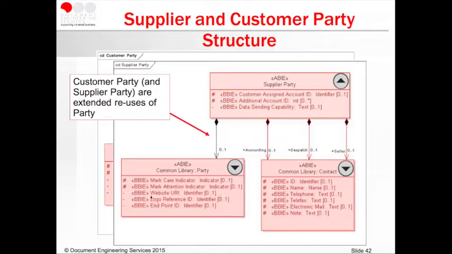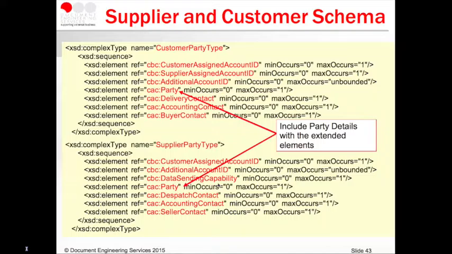So here's the party, it's contained within the other two. If we look at the schema for this, we can see how it actually plays out. Customer party has various components, one of which is the party itself, the normal reused party that's used in other party structures. And you can see how there are additional elements that are extensions of that structure. And they are different for the customer and different for the supplier party.